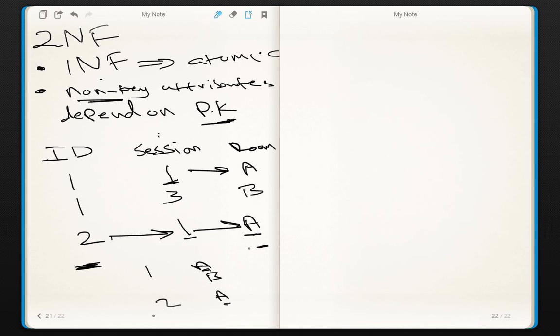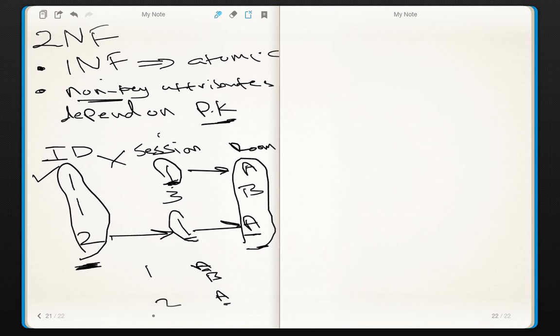So the room attribute does not only depend on the primary key, and that's wrong. It should only depend on the primary key, which is the ID. Session is not a primary key. As you can see, session here is 1, here is 1. So it's not a primary key, right? So this condition is not met in this situation. So we need to convert this table into its second normal form.